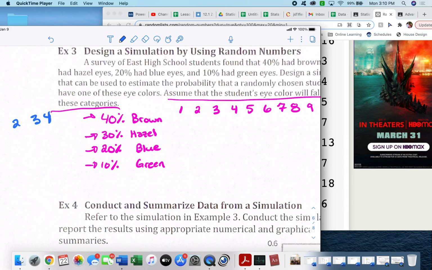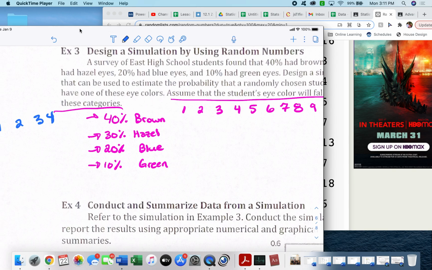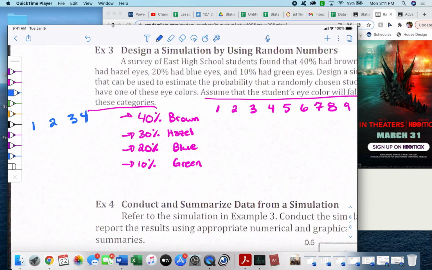Okay, so hold on just a second. This is a really good point. Okay? 1, 2, 3, 4. She's saying let's use a random number generator. 1, 2, 3, 4, and then it's going to randomly pull out numbers, right? Yes. But what are the chances of pulling out a 1, a 2, a 3, or a 4?